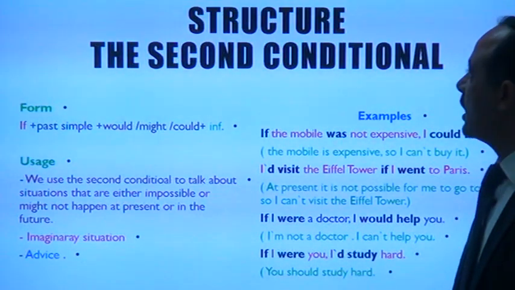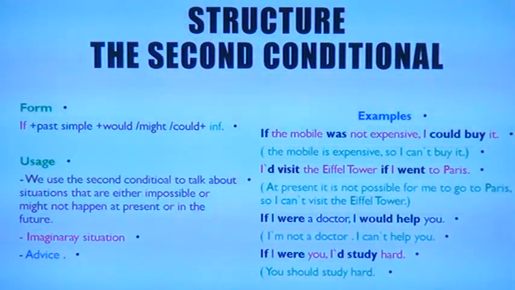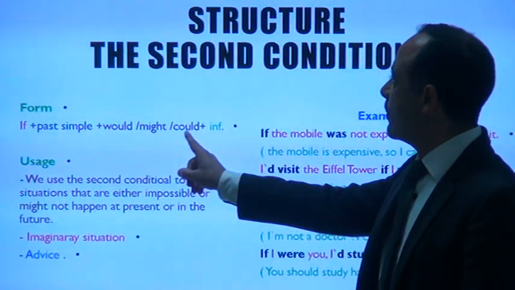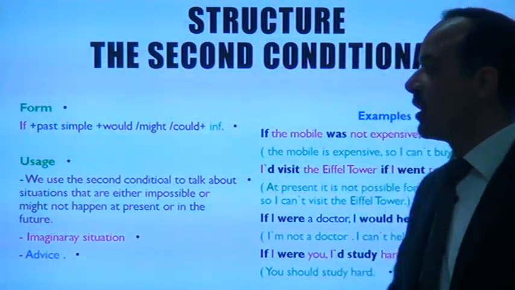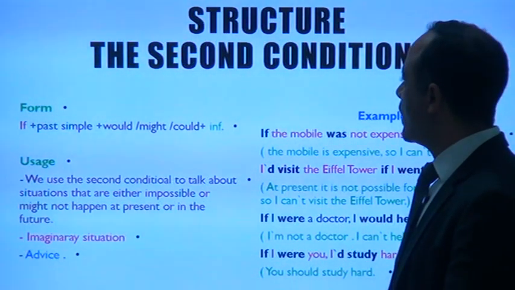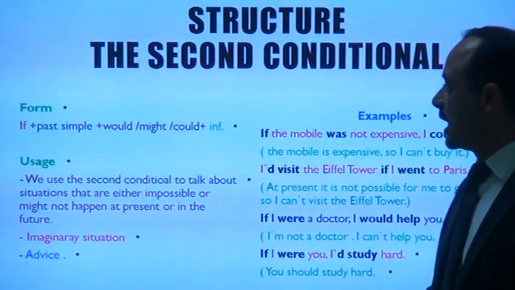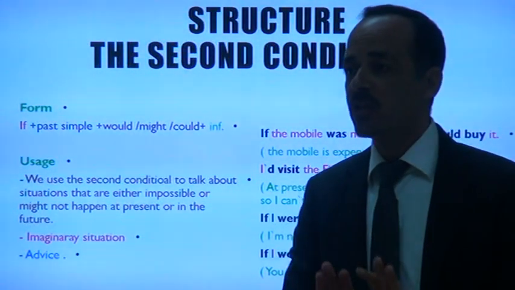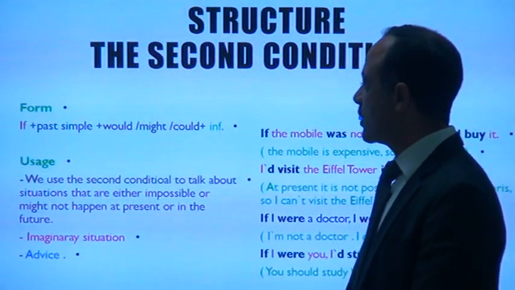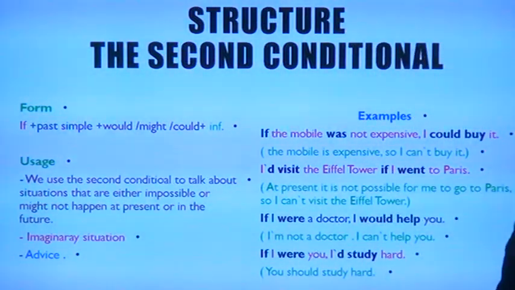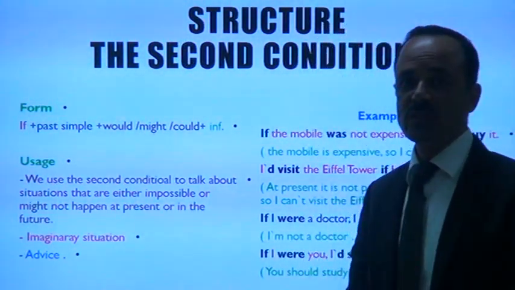What is the form of the second conditional? If plus past simple, plus would, might, or could plus infinitive. Only one of them: would, might, or could plus infinitive. You know infinitive, we don't add anything to the verb, basic verb. We use the second conditional to talk about situations that are either impossible or might not happen at present or in the future. Some things that will not happen in the future, or it's not possible at present. Or we can use the second conditional to express imaginary situations. You imagine some things that do not exist at present. The last one is to express advice.